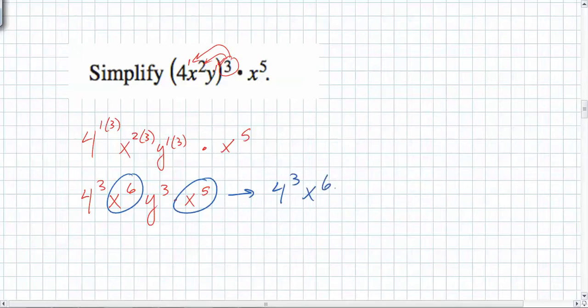4 to the 3rd, x to the 6th, x to the 5th, y to the 3rd. We have the same base there, so we add the powers. So that's going to be 4 to the 3rd, x to the 11th, y to the 3rd.